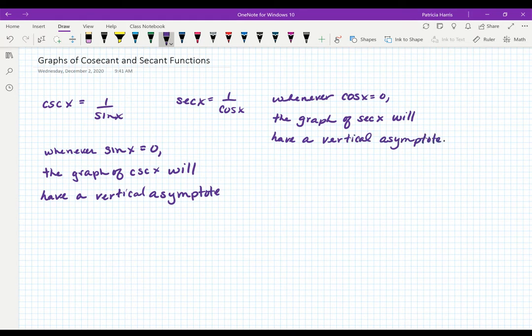So you really do want to use the graphs of sine and cosine as a guide, so you don't have to think about memorizing where the asymptotes are. If you memorize or get familiar with sine and cosine, you will automatically be aware of where those vertical asymptotes will be. Okay, so we're going to do a basic parent graph for secant and cosecant.